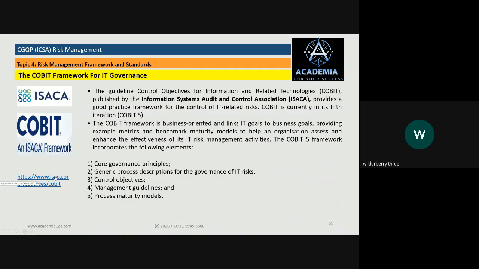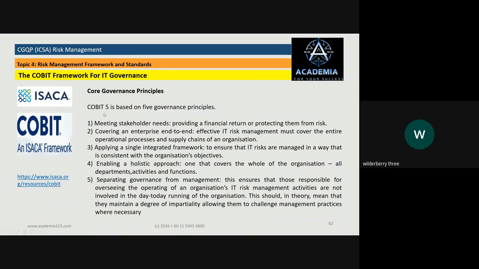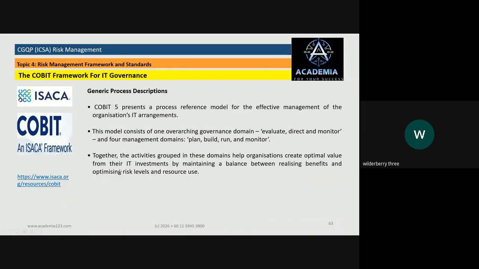And you also have the link for further information to this organization's site. What are their principles? Meeting the shareholder needs, covering the enterprise end to end. So effective IT risk management is also, in their opinion, a holistic approach that covers really all the processes from the beginning to the end, applying a single integrated framework. Holistic approach, I already mentioned so far. You also see five principles shortly presented here.